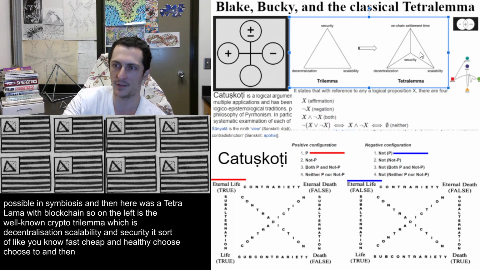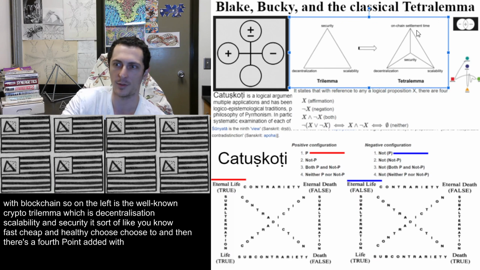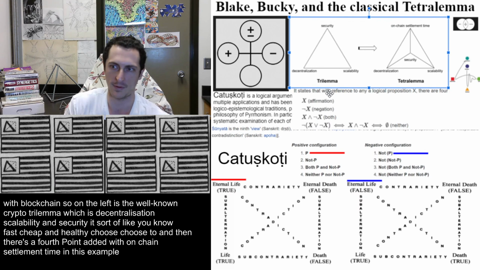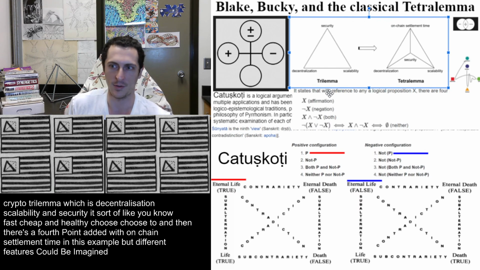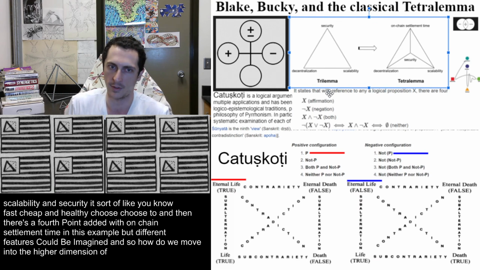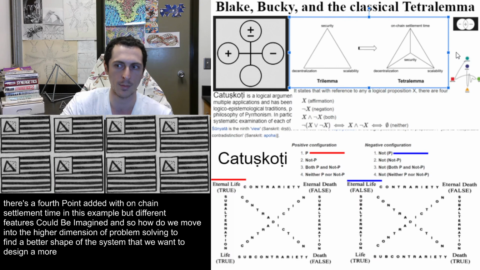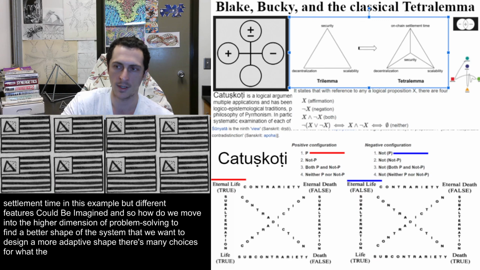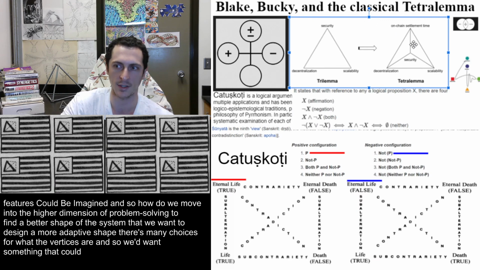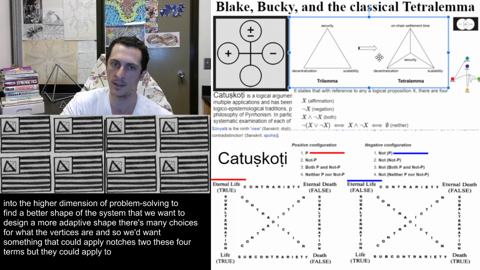And then there's a fourth point added with on-chain settlement time in this example. But different features could be imagined. And so how do we move into a higher dimension of problem solving to find a better shape of the system that we want to design, a more adaptive shape. There's many choices for what the vertices are, and so we'd want something that could apply not just to these four terms, but that could apply to any tetrahedra and allow people to compare tetrahedra.